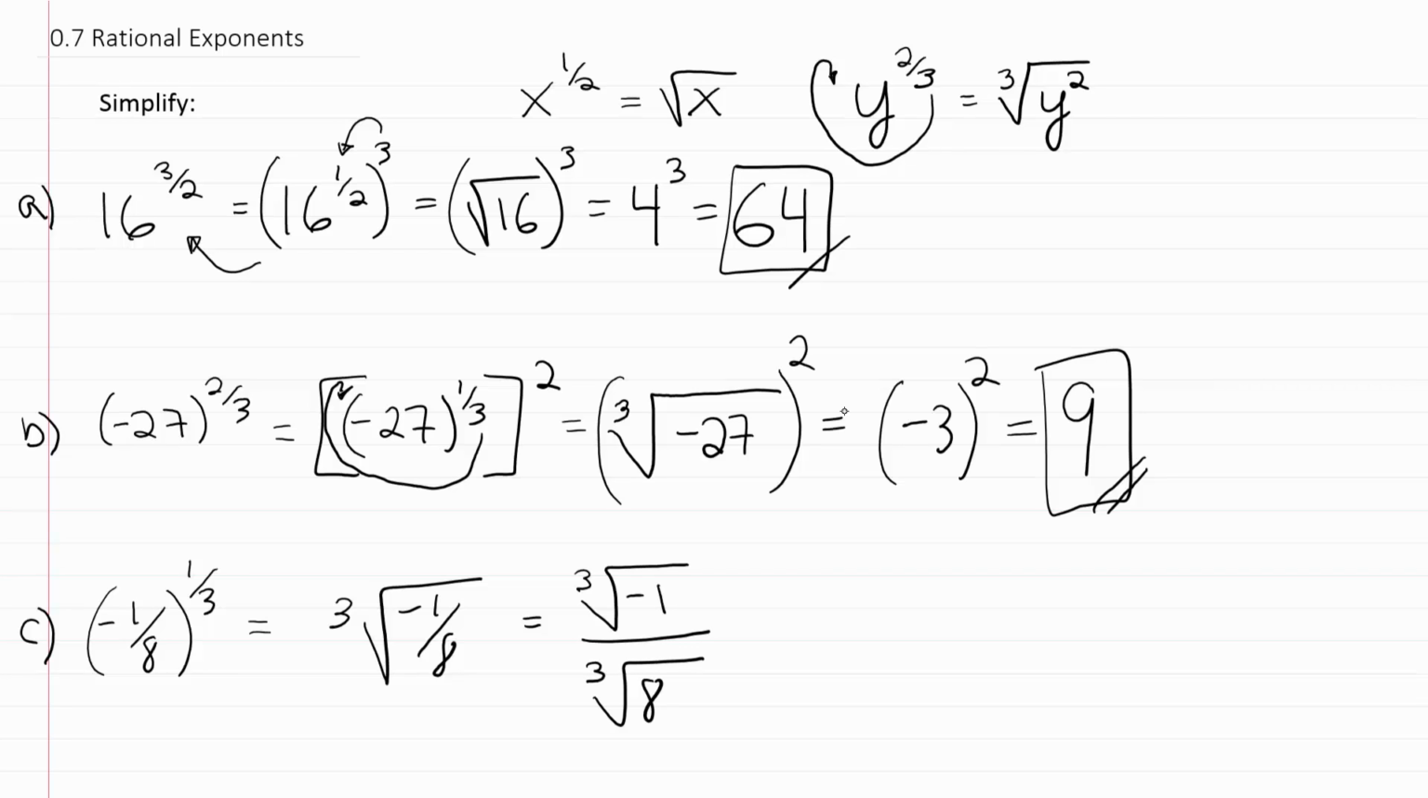From here, you'll see that it's very easy to evaluate because the 3rd root of negative 1 is just negative 1, because it's negative 1 times itself 3 times, that gives you negative 1. And then for the 3rd root of 8, it's just 2, because, of course, 2 times 2 times 2 is 8. So our final answer then is just negative 1/2.